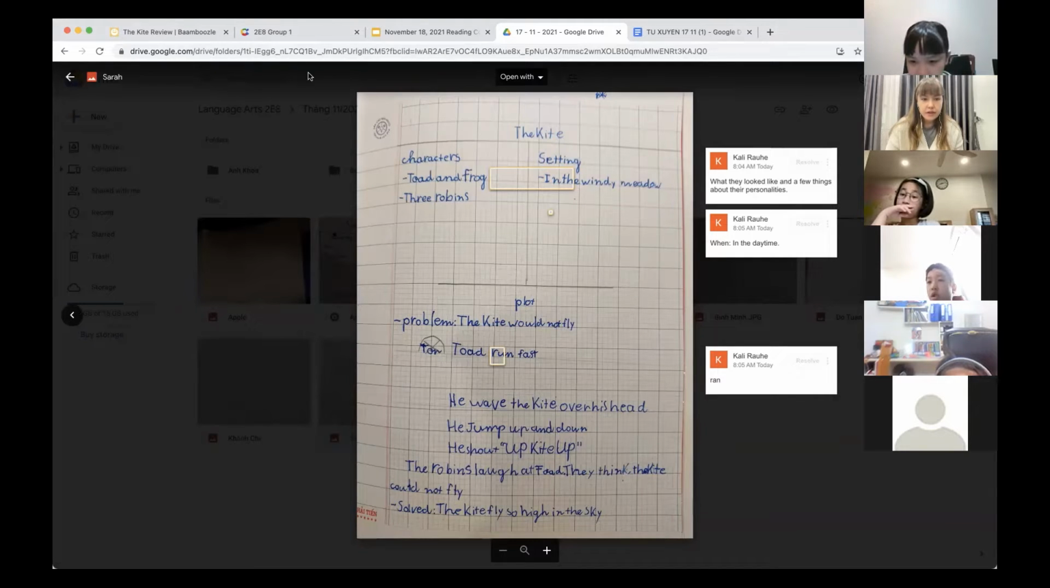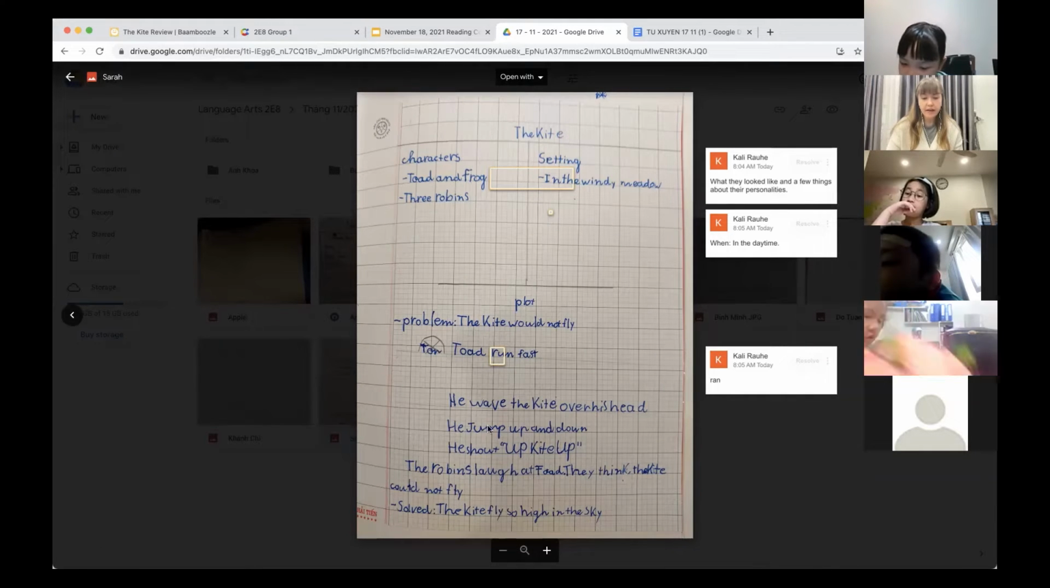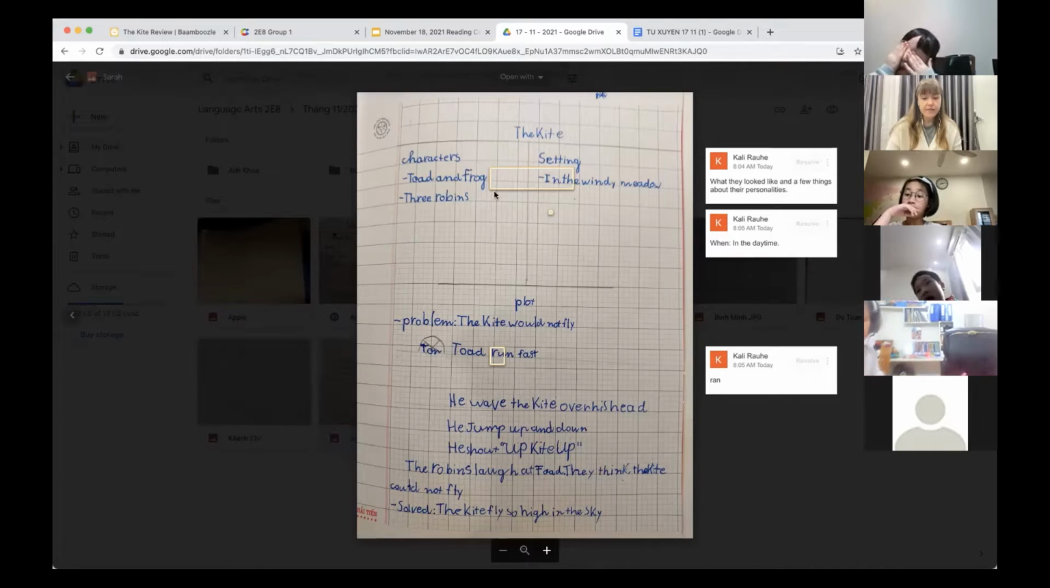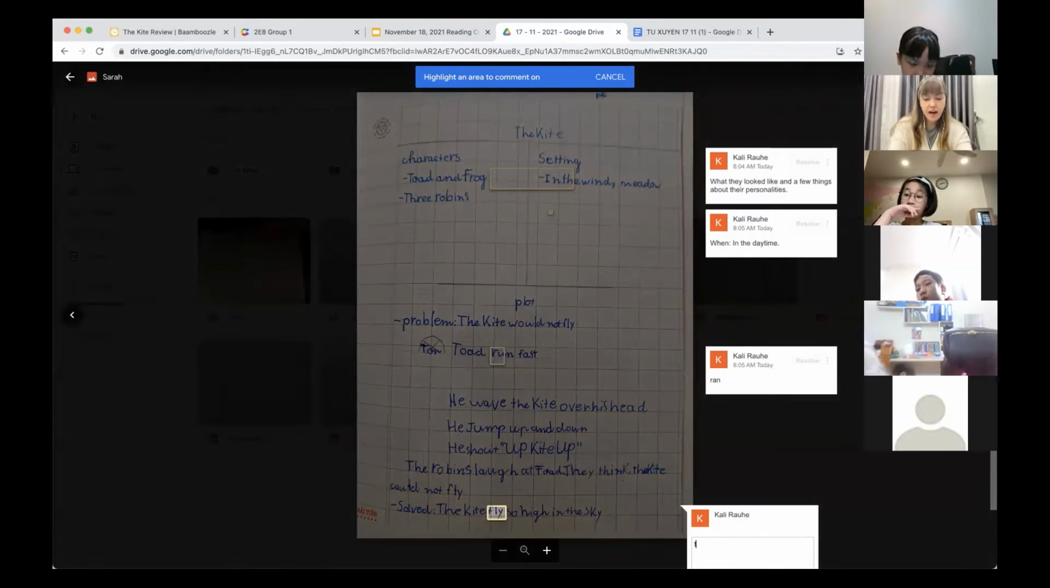And he jumped up and down, and he shouted up, kite up. And very good, she also included that the robins laughed at Toad each time he tried a different way to get the kite to fly. And the solution was the kite fly so high in the sky. So the kite flew so high in the sky. And why did the kite fly so high in the sky?